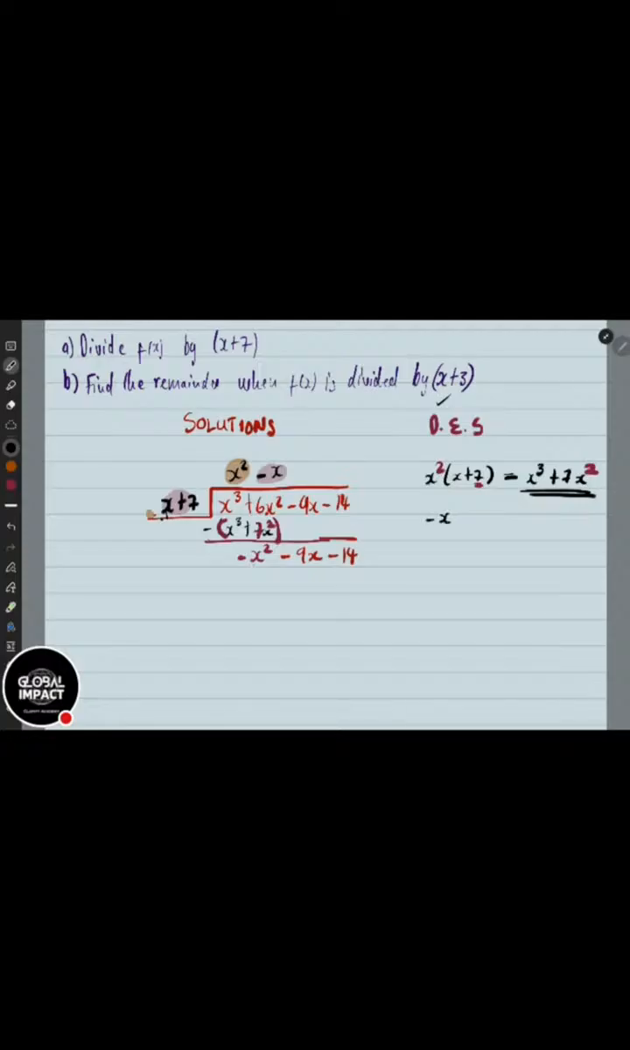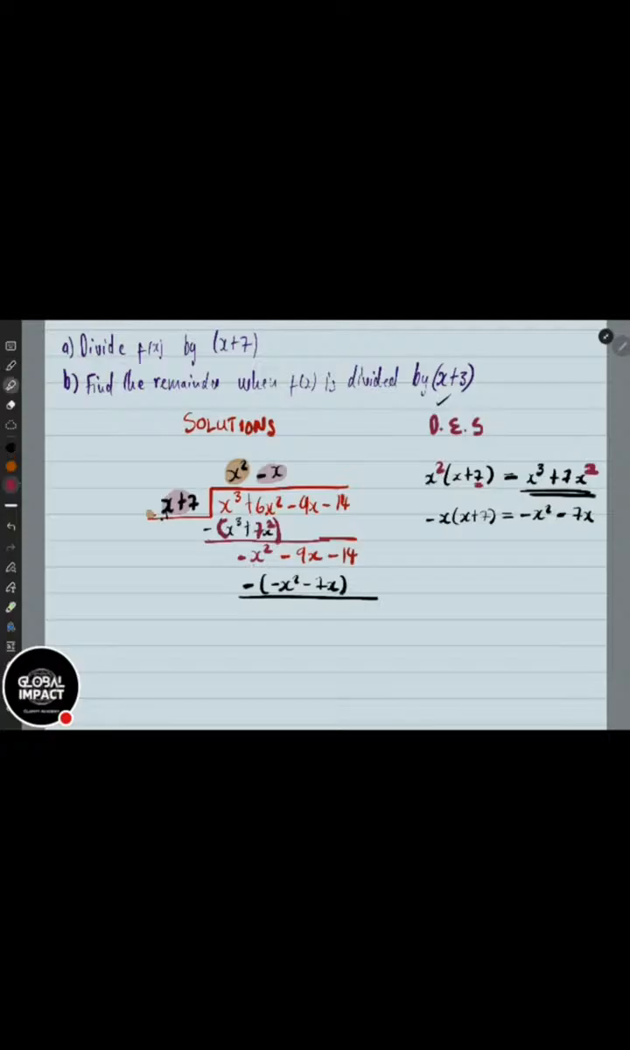So it's minus x multiplying x plus 7. This becomes minus x times x. It's minus. The signs are different. x times x, x squared. Minus x times 7, it's minus. x times 7 is 7x. So it's minus x squared minus 7x. You take that answer, you are subtracting it. Minus x squared minus 7x.